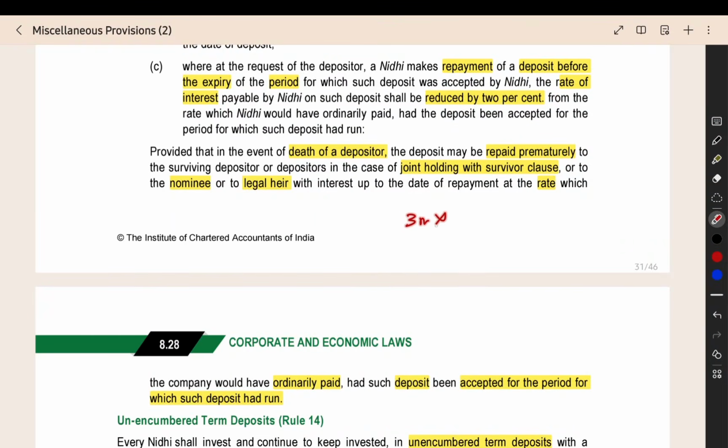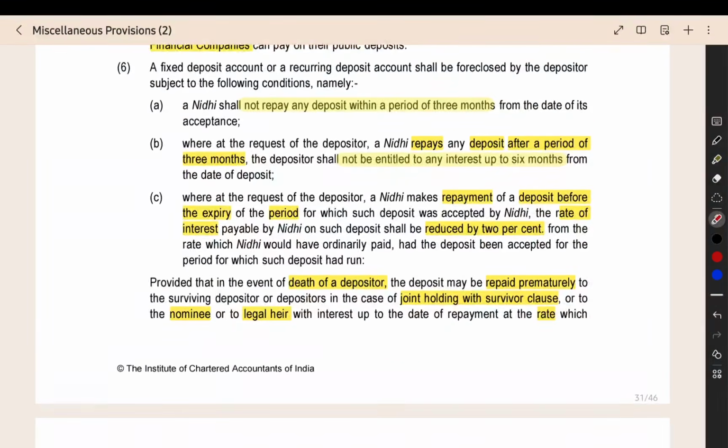For example, within 3 months you cannot withdraw. Now you are going at the end of the 4th month. From the date of deposit up to 6 months, you will not get the interest. You are withdrawing at the end of 4 months itself. They will give you the deposit, but you will not get any interest, not even 1 rupee. That is the regulation given here.